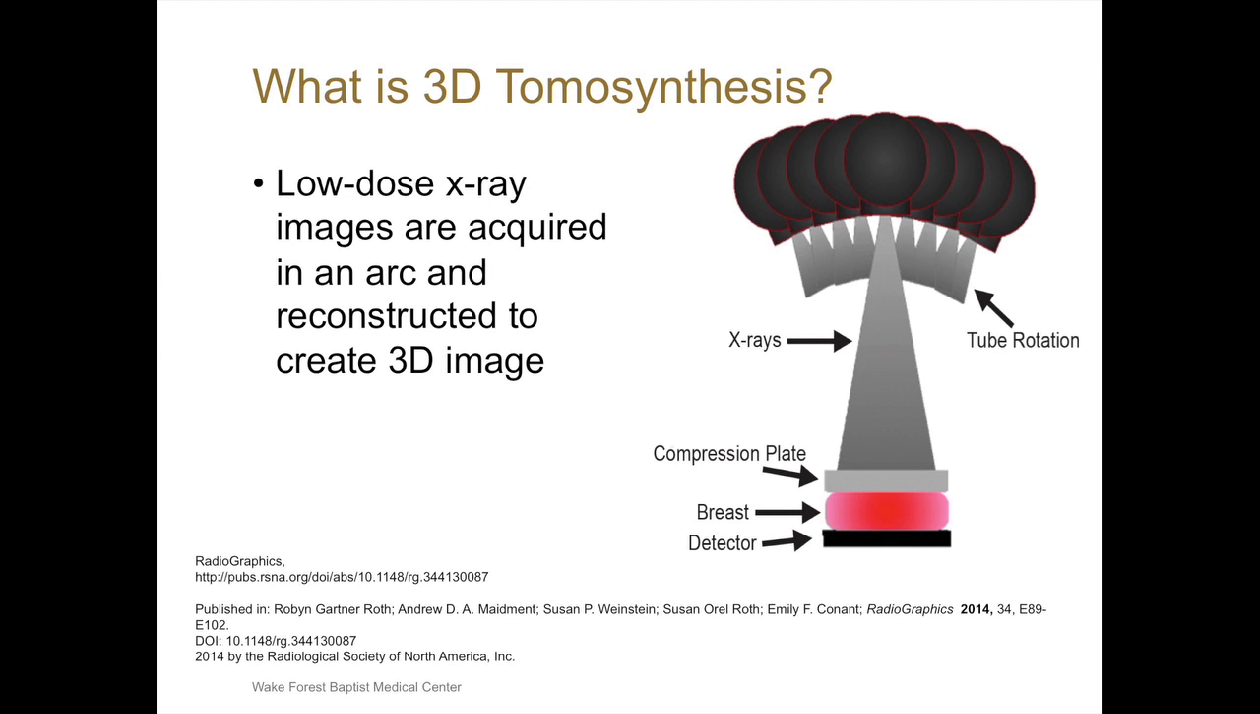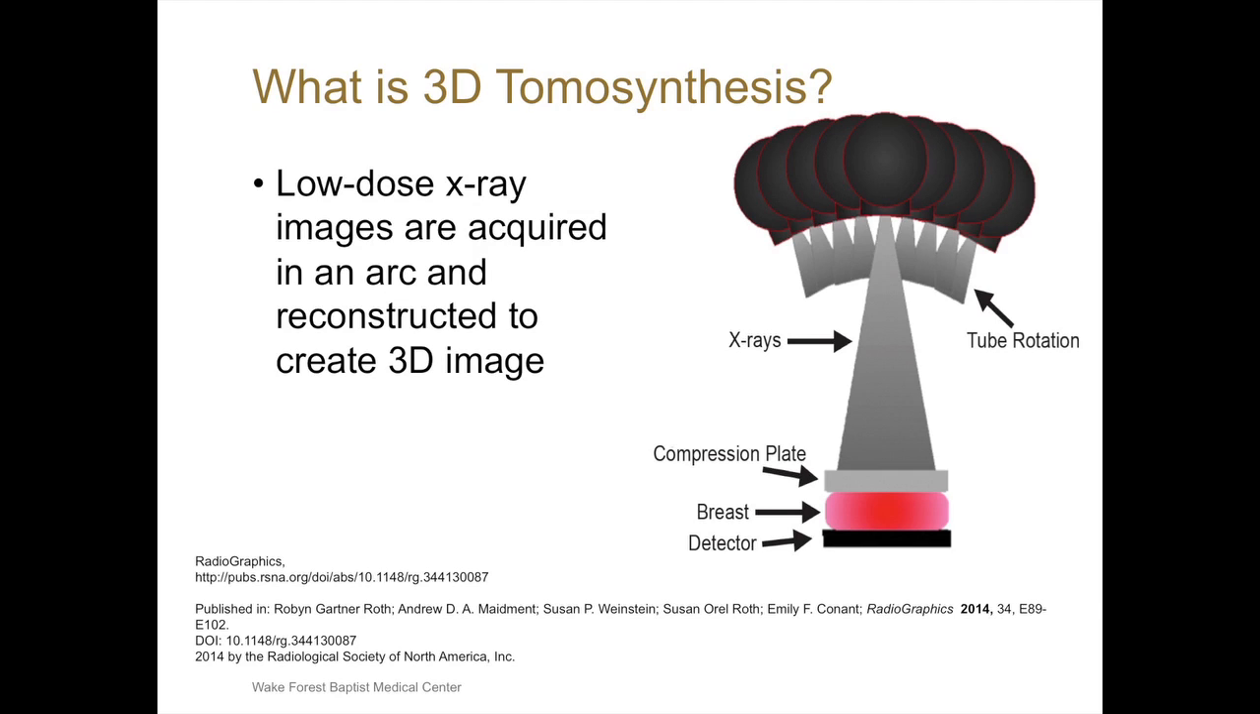So what is it? So this is a schematic here of what it would be like to get a 3D tomosynthesis examination. Here's our detector, and this is the breast, and here's the compression plate, and here's our tube, and this tube is supplying x-rays that will go through the breast to the detector. So in a 2D examination, this tube would be stationary, and you'd take one projection. In 3D tomosynthesis, the tube rotates and takes multiple projections in an arc, and from that information, 3D image is reconstructed.